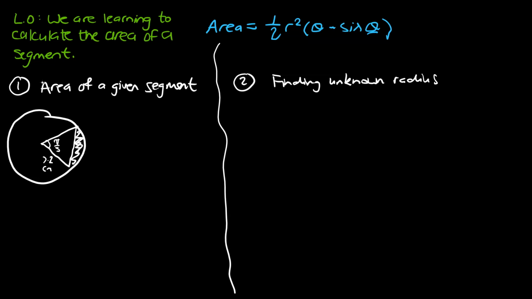So let's start off by writing our formula down. The area is equal to 1/2 of r squared times (delta minus sine delta). So let's plug in everything. 1/2 doesn't change. Our radius is 7.2, so that's going to be times 7.2 squared. And then we're going to be multiplying by that pi over 5: pi over 5 minus sine pi over 5.